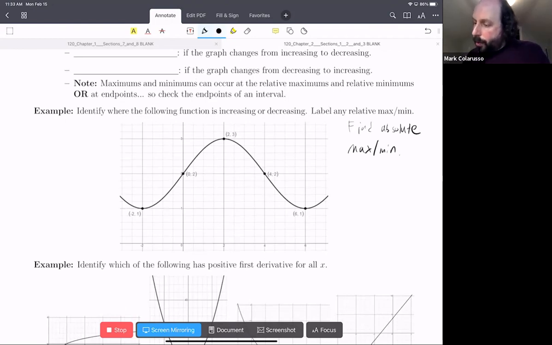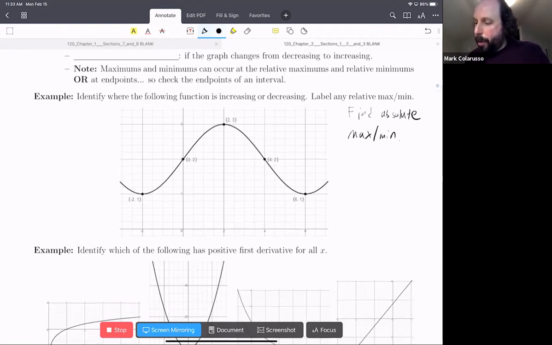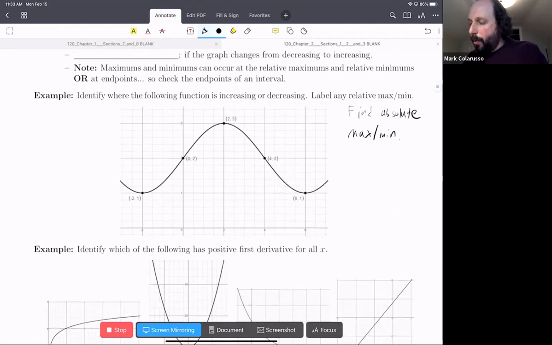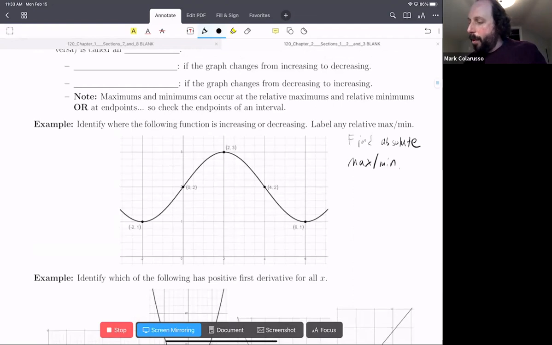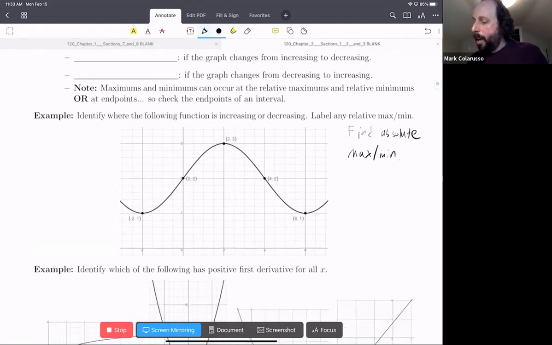Now, I want us to, with this example, talk a little bit about identifying where the function is increasing or decreasing, label any relative max or min, and I also want us to find the absolute max and min, like we've been talking about earlier.